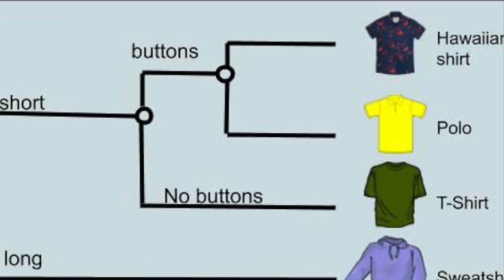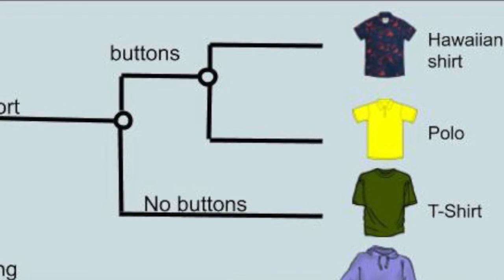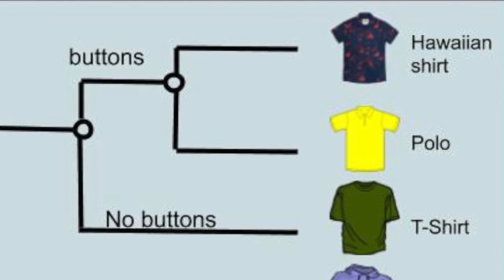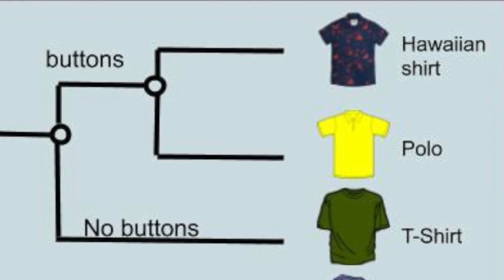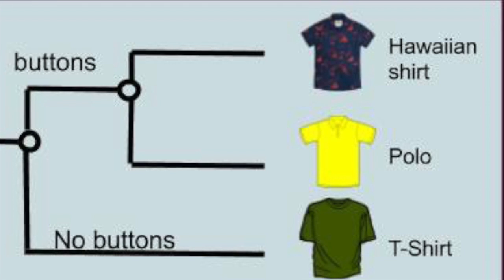Short tops then further split into those with buttons and without buttons. We can now see how t-shirts fit into the phylogenetic tree. The split also resulted in the most recent common ancestor for Hawaiian shirts and polos. The most recent common ancestor can be seen if looking at a specific set of taxa on the tree. If you follow the lineage back, the first node you arrive at is representative of the most recent common ancestor.